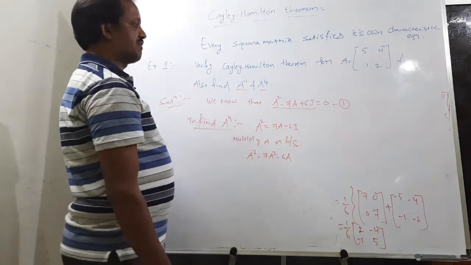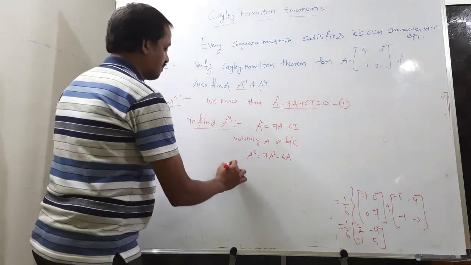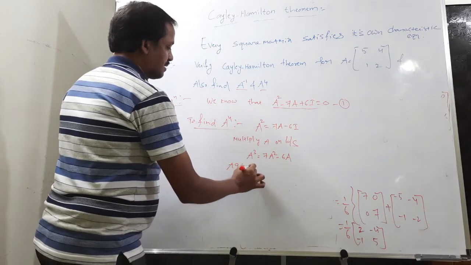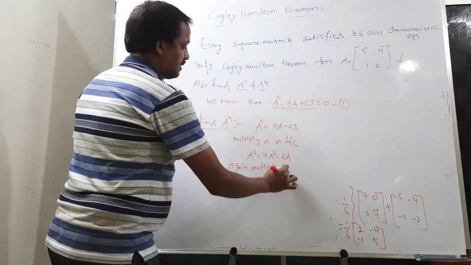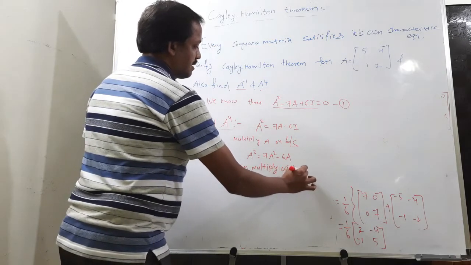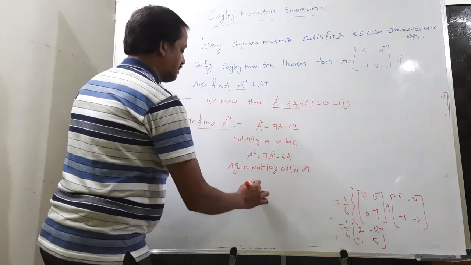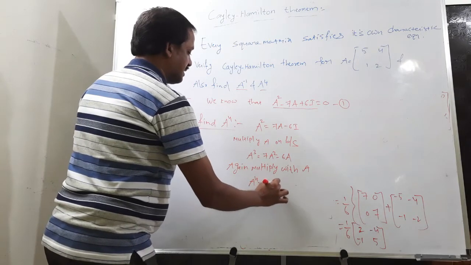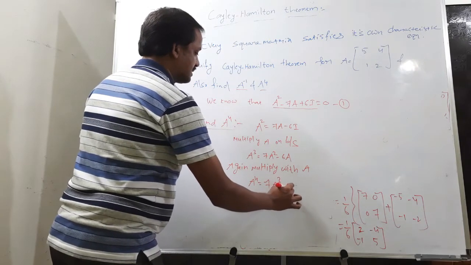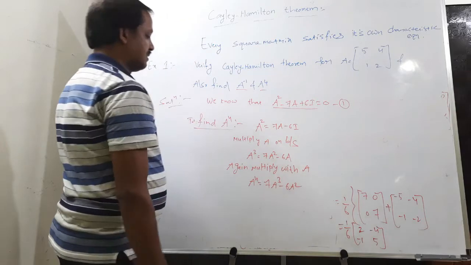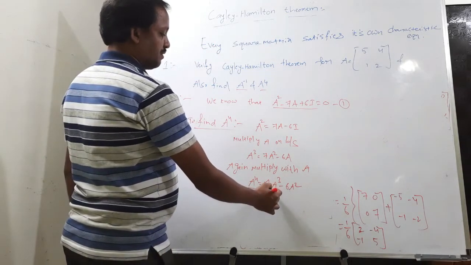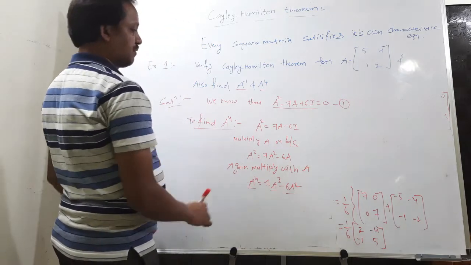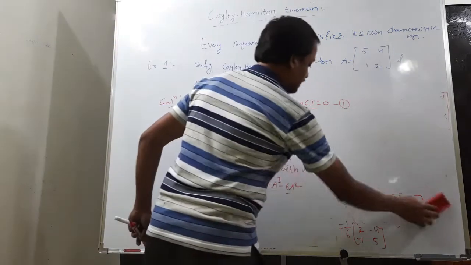We want A power 4. Again multiply with A on both sides. So you will get A power 4 as 7A cube minus 6A square, right? So we want A power 4, but by finding A cube only we are able to get A power 4. So how? We will see here.